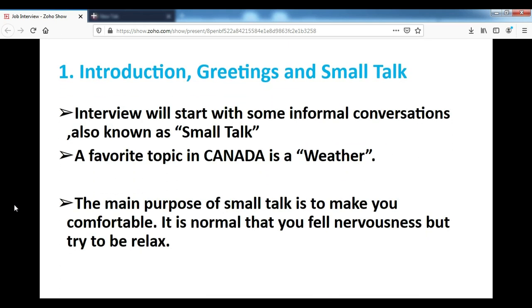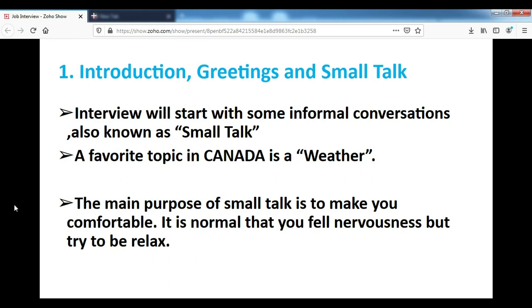Then the interviewer will start the interview by asking some informal questions, and this is also known as small talk. For example, the favorite topic in Canada is the weather. So the interviewer may ask you how's the weather today, how you reached over here, how's your journey to reach the interview hall. This stage will usually start when you enter the interview room. The main purpose of this small talk is to make you comfortable. I know that you will feel nervous, but try to be relaxed.